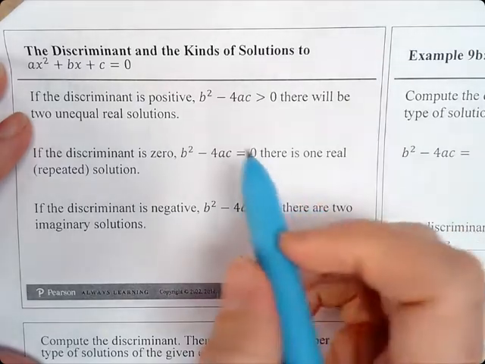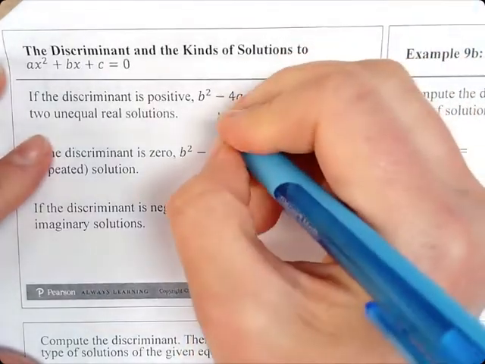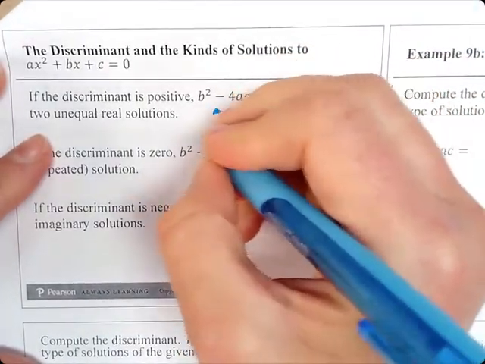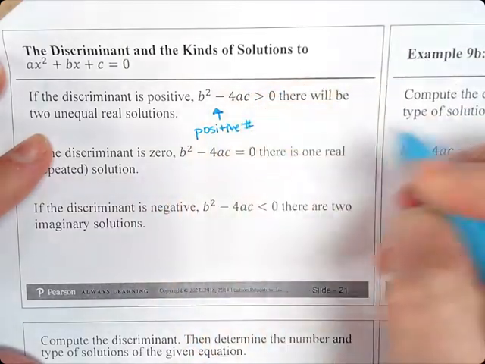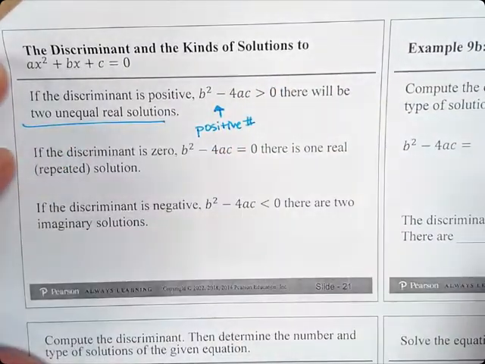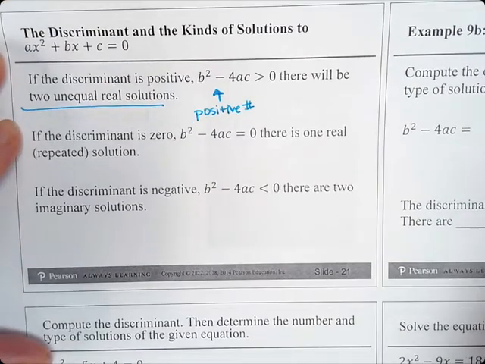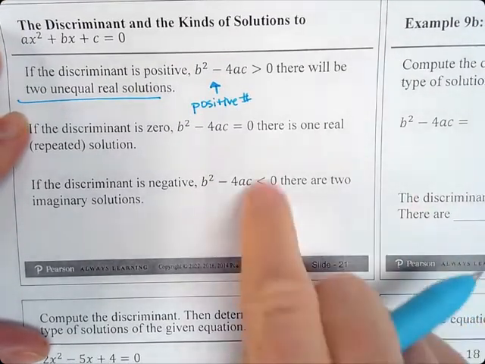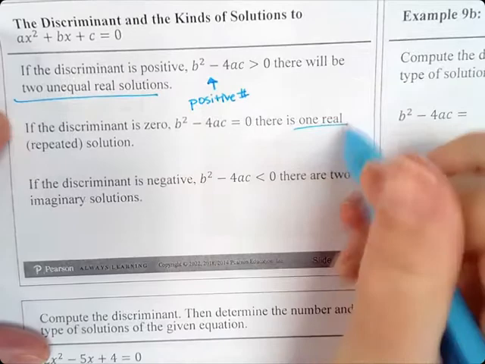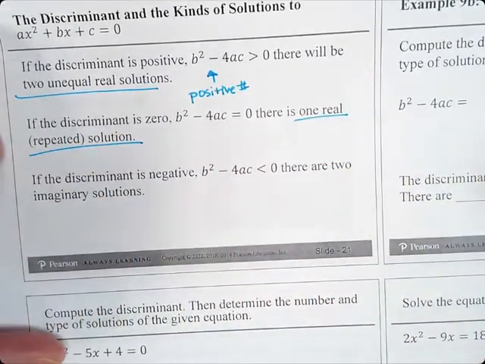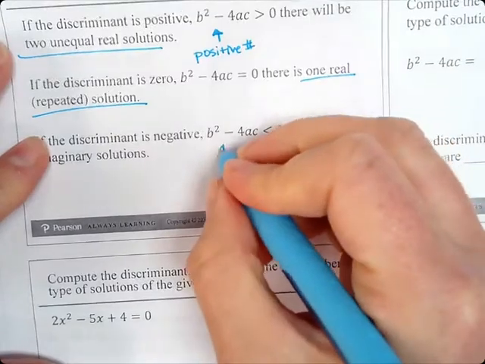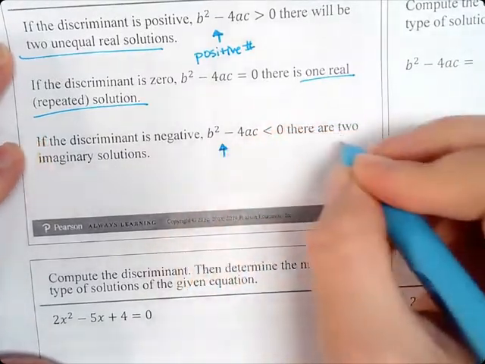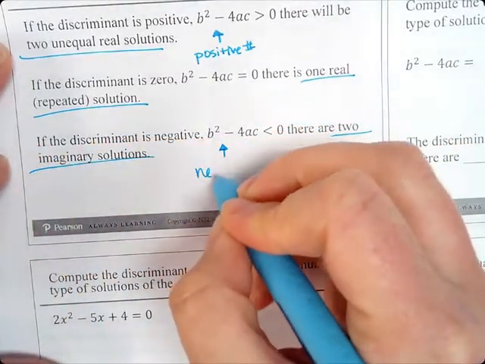So if it's greater than 0, so if this b squared minus 4ac is a positive number, then there'll be 2 unequal real solutions. If it comes out to equal 0, there's just one real and repeated solution. And then if this is a negative, then we'll have 2 imaginary solutions.